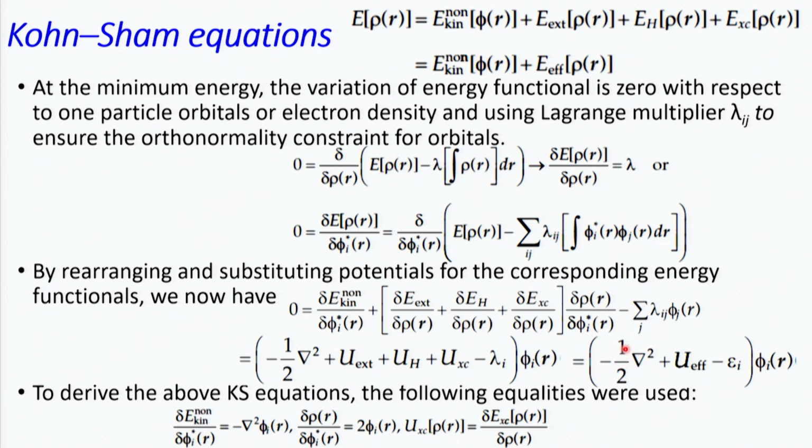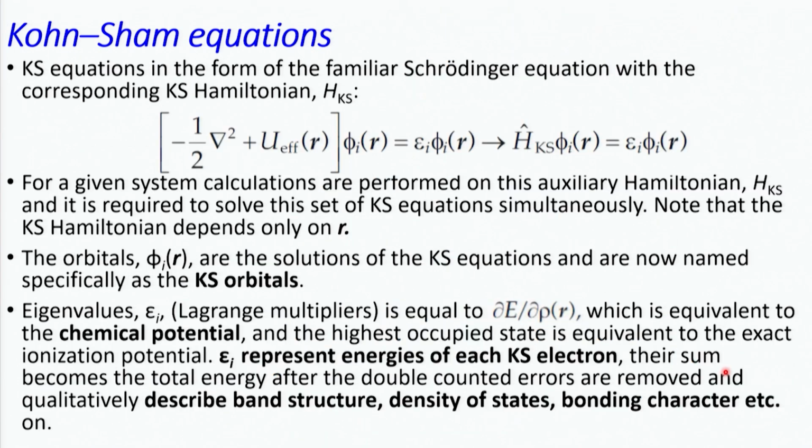Essentially what we get is something like this: minus half del square plus u effective minus epsilon i, acting on psi i. So this is for each of the electrons in density functional theory, and this psi i is nothing but the Kohn-Sham orbital. This is called the Kohn-Sham equation. For an n electron system, you will get n number of these Kohn-Sham equations, and this equation we now solve iteratively.